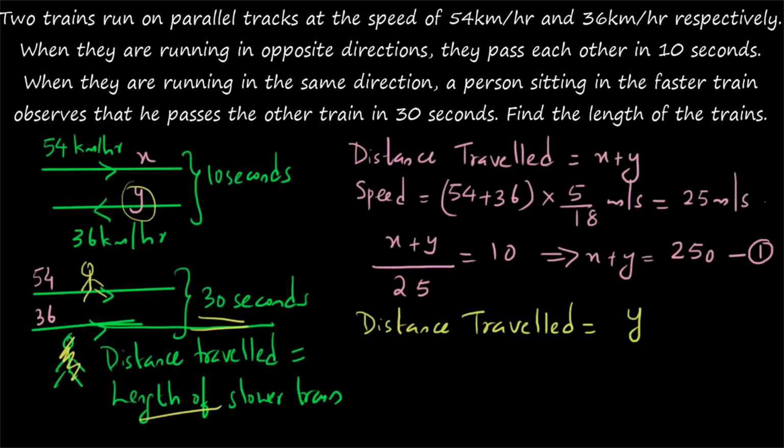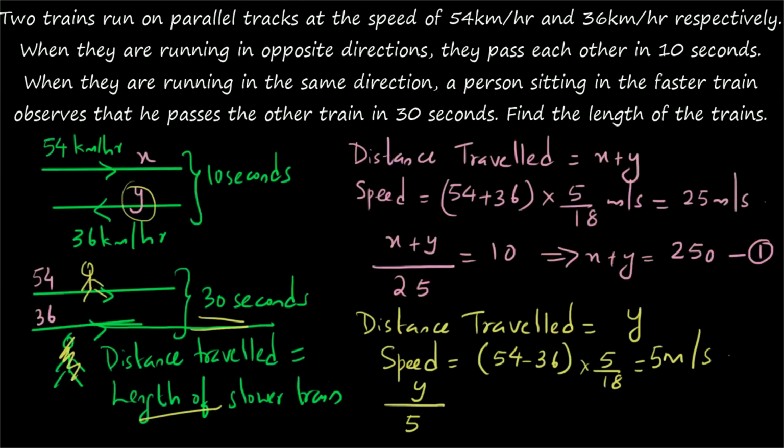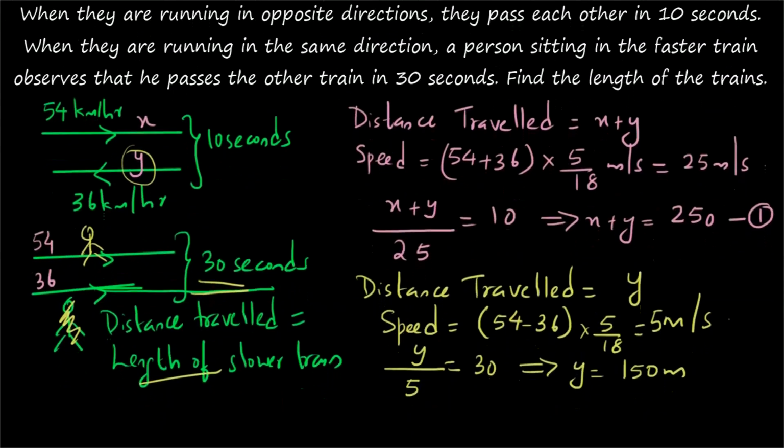So distance is equal to y, and speed will be equal to the difference of the speeds, (54 minus 36) into 5 by 18 meter per second. 54 minus 36 is equal to 18. So 18 into 5 by 18 is equal to 5 meter per second. So what is your formula? y divided by 5 is equal to 30, which gives you y is equal to 150 meter. So the length of the slower train is equal to 150 meter.